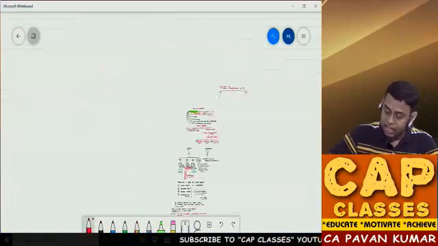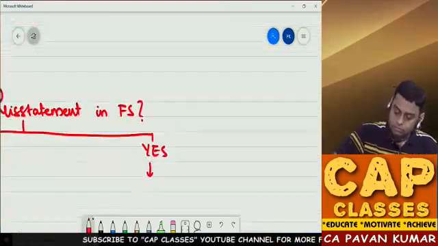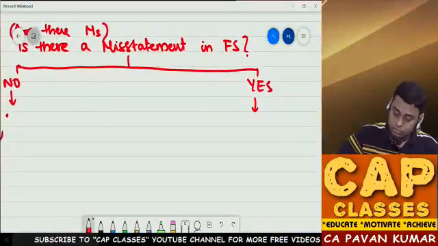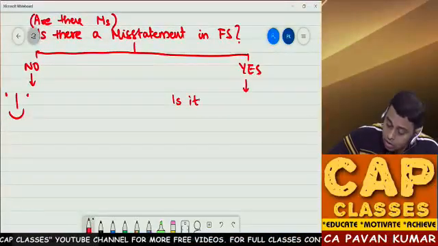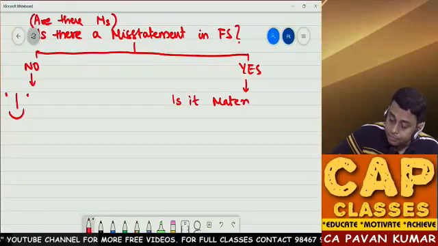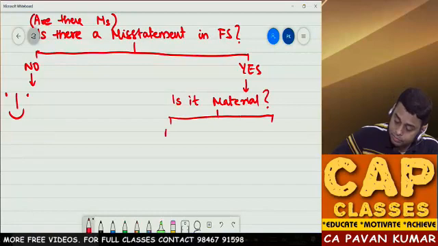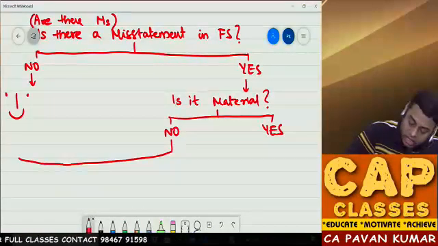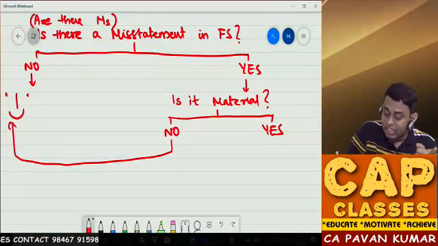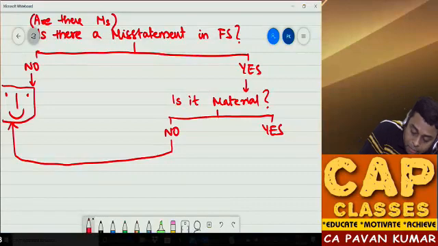Is it material? Say the answer is no. Now again the auditor is happy. Why? There is a mistake, but it is very small. So auditor is very happy.